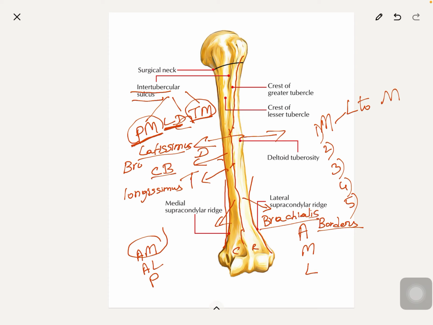So many muscle names I am telling. Try to understand slowly, one by one. When you start dissecting the pectoral region, back, and axilla, you will understand.